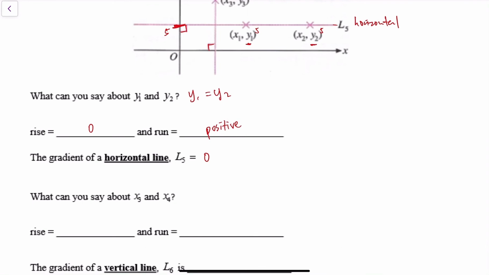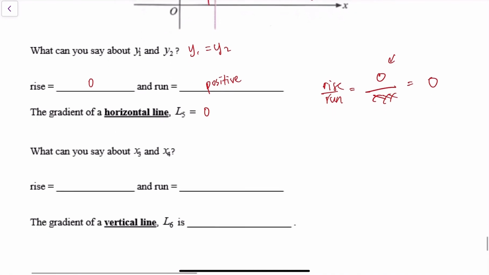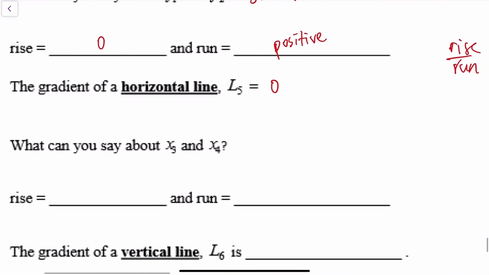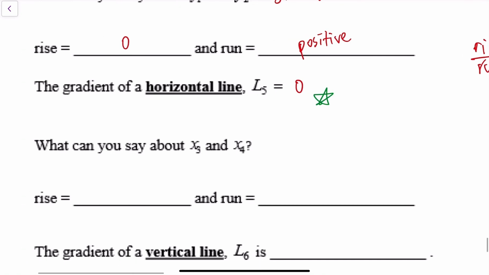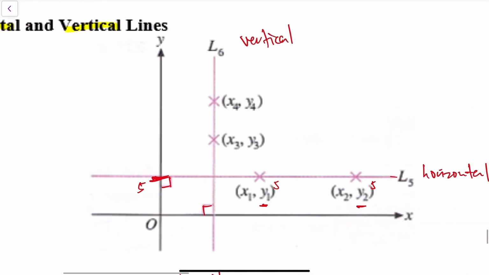Okay, because rise over run, it doesn't matter what is my run as long as my rise is 0, 0 divided by anything is always a 0. Okay, so the gradient of any horizontal line is always a 0. Very important for you to memorize this. Now what can you say about x3 and x4? Let's look at x3 and x4.